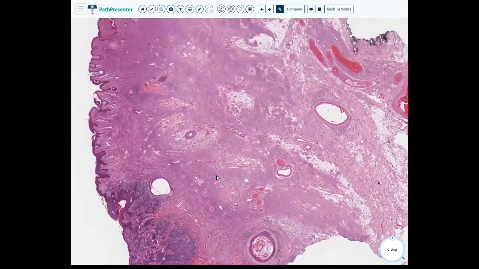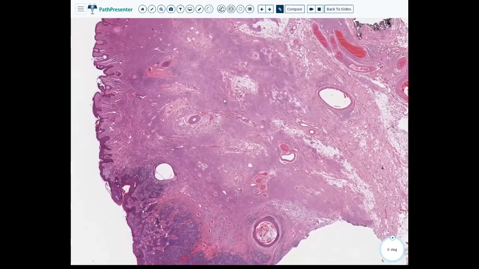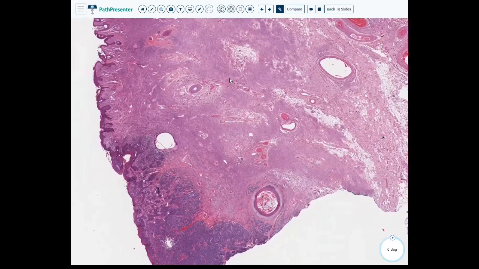So remember, multiple things can happen together. And just because your eye is drawn to something doesn't mean that you shouldn't look at everything else. So that's really, with these first two cases, what I want to show you.